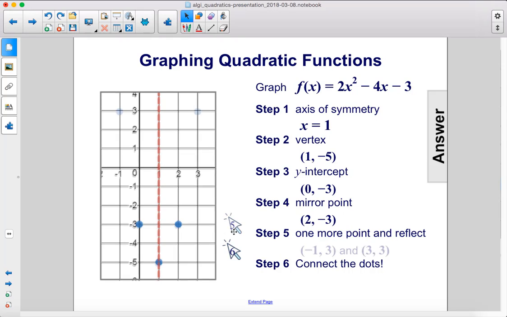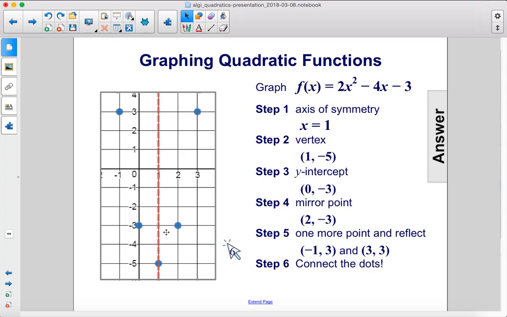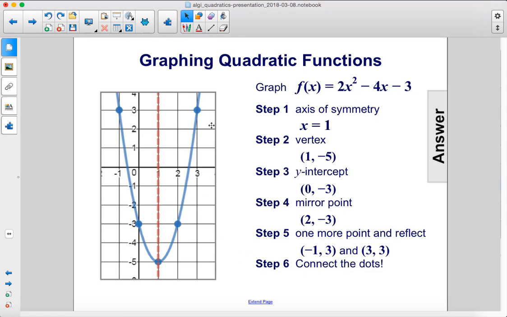Step 5, one more point and reflect. So we'll plug in negative 1 into the function. We get 3. And then we'll plug in 3 to the function and get 3 as well, because we just reflect that across the axis right there. Step 6, connect the dots. And there we go, our graph.